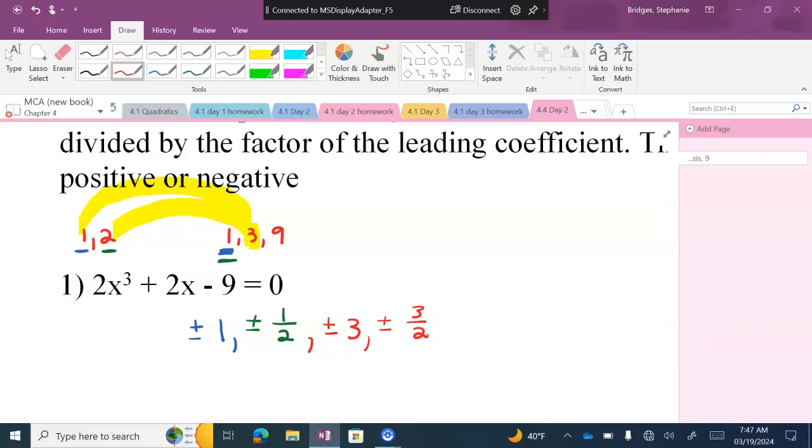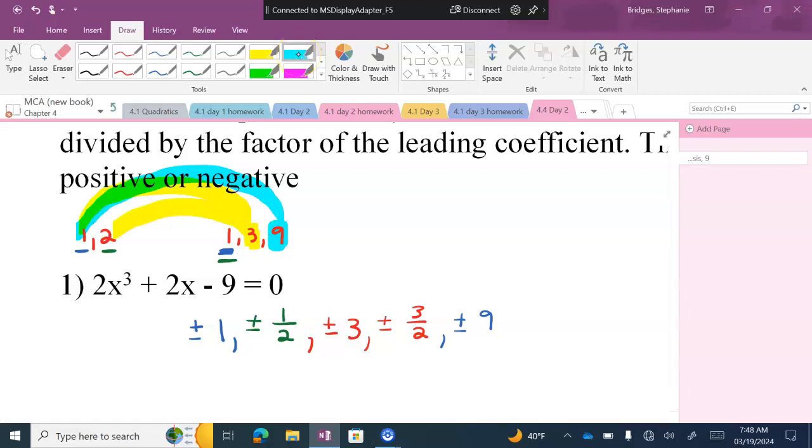Okay, so I used the 1 with both the 1 and the 2 for the first term. I used the 3 with the 1 and the 2 for the first term. Now I'm going to do the same thing with the 9. So I'm going to take 9, and I'm going to divide it by 1. We're going to put plus or minus in front of it. 9 divided by 1 is 9.